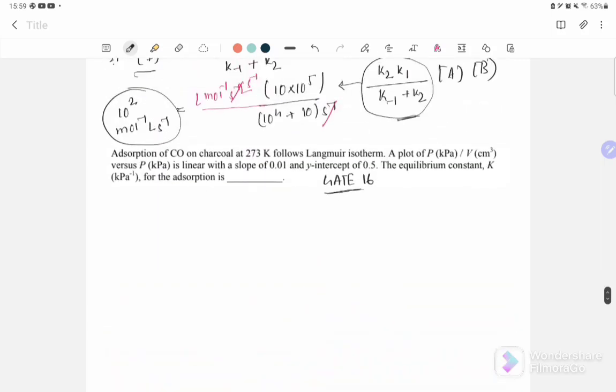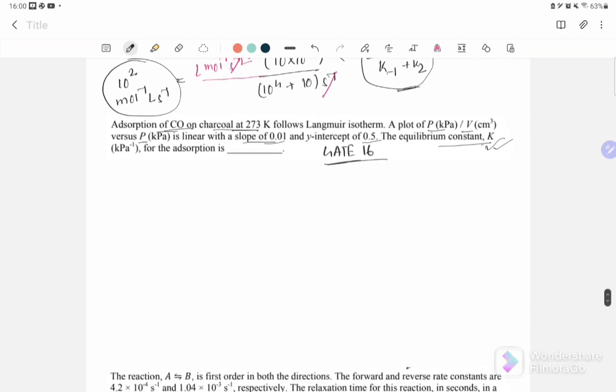That came in GATE 2016, from adsorption. The adsorption of CO, carbon monoxide, on charcoal at 273 Kelvin follows the Langmuir isotherm. A plot of P/V versus P is linear with a slope of 0.01 and intercept of 0.5. What is the equilibrium constant K?